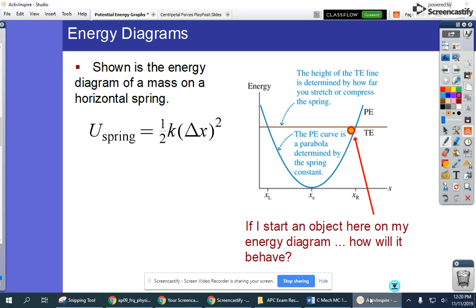All right, so what if instead we have a spring? If I put something on the end of a spring, it's going to bounce back and forth. And we can think about that on our energy diagram.